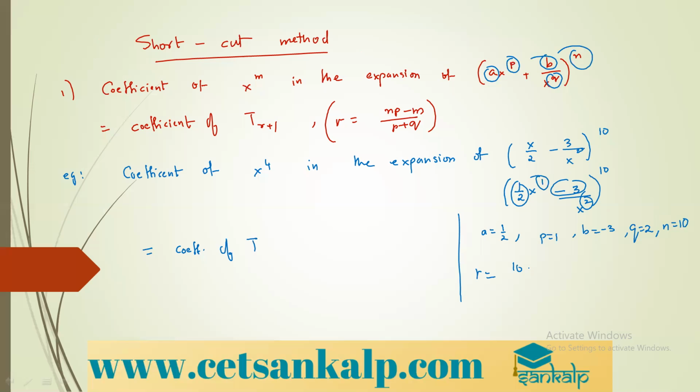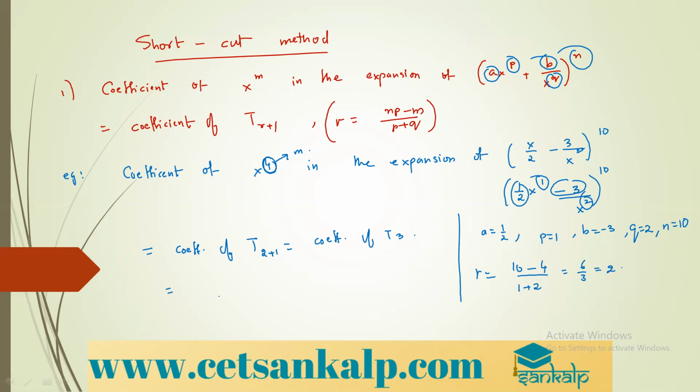np is 10 into 1, minus m. What is this m? The coefficient of x^4, so this 4 itself is m. So 10 minus 4, over p which is 1 plus q which is 2. So I have 6 by 3, that is 2. So the coefficient of T(r+1), T(2+1), that is, I have to find the coefficient of the T3 term.